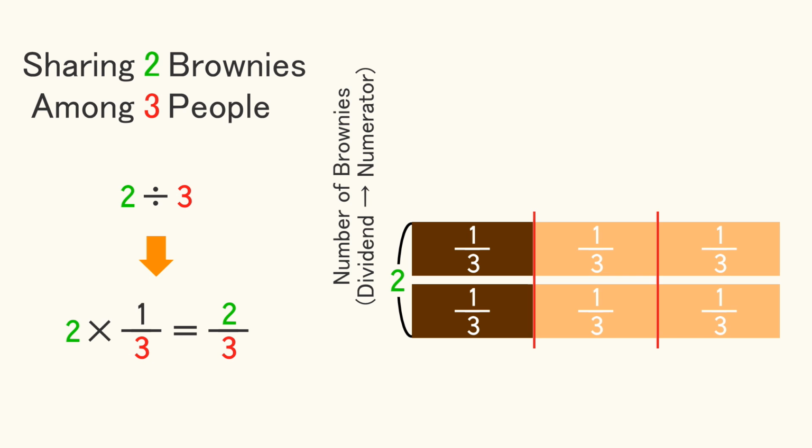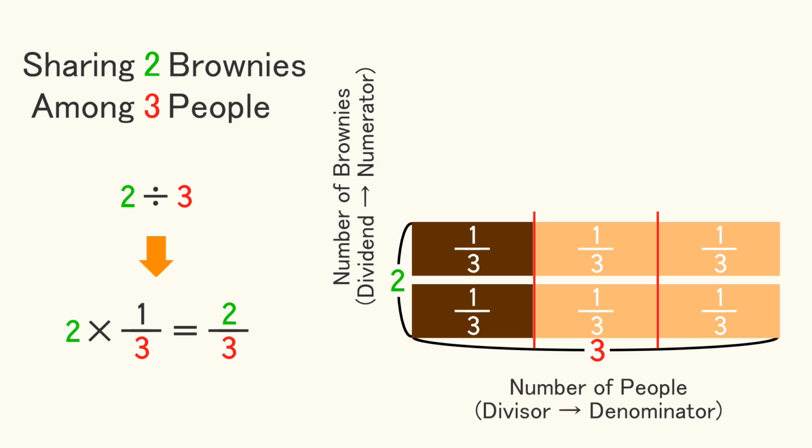That's because we take 1 equal part of 1 from each brownie, and the total number of those equal parts of 1 matches the numerator. Meanwhile, the divisor 3 is the number of people we want to divide the brownies among, and it becomes the denominator of the fraction. That's because we divide each brownie into as many equal parts as there are people, and the number of parts each brownie is cut into matches the denominator.